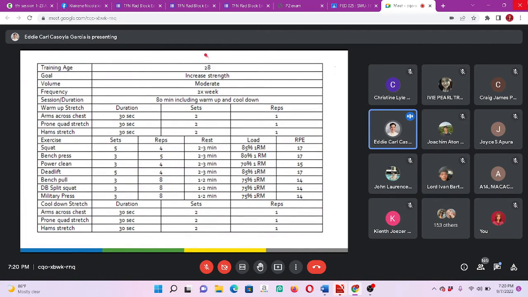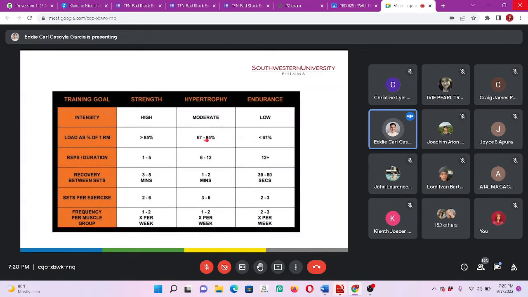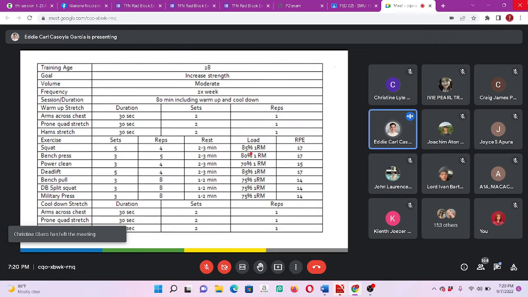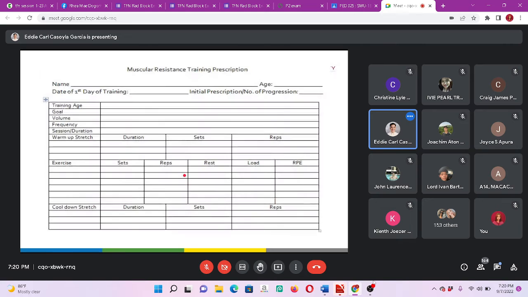Okay, so here in our example, moderate, so between these numbers lang, 67 to 85. Okay, so for low, you can start at 60% all. Okay, 60%, 60%, so that's automatically low intensity. And then for the RPE again, okay, those 1, 2, 3, those numbers lang you use.